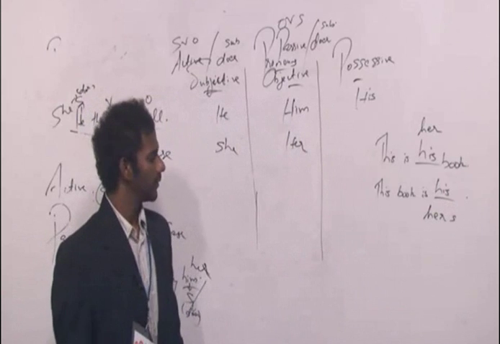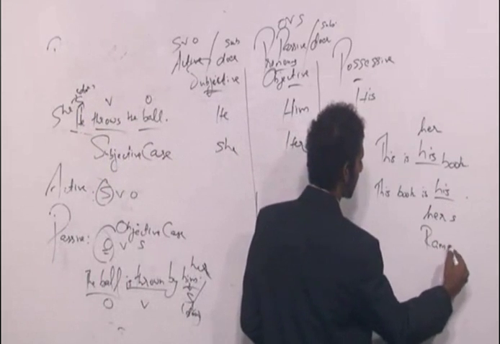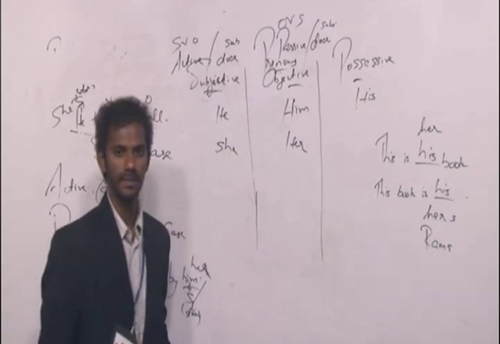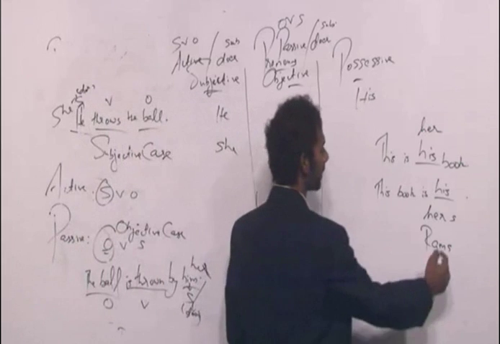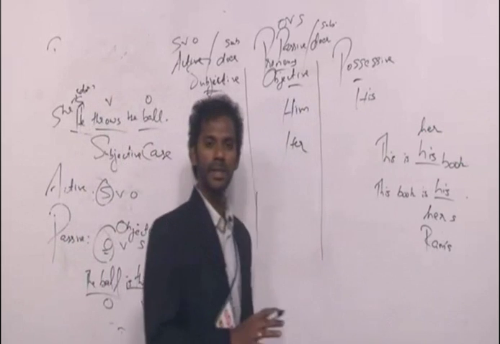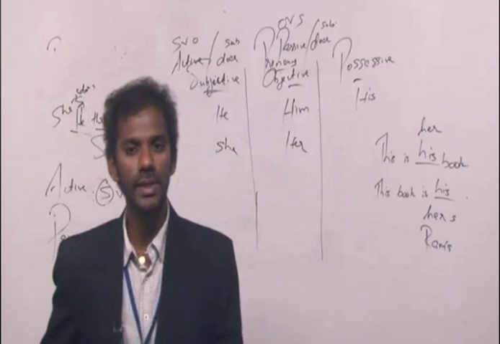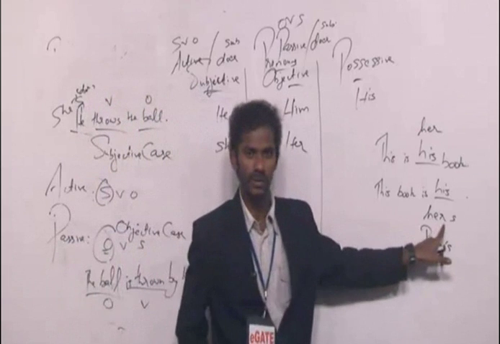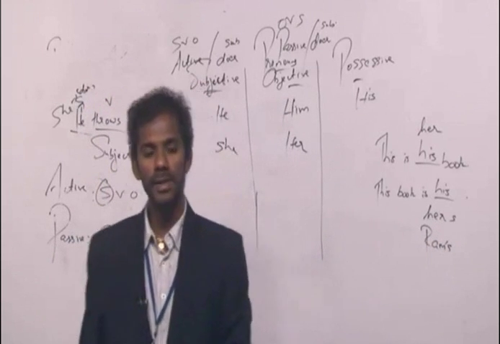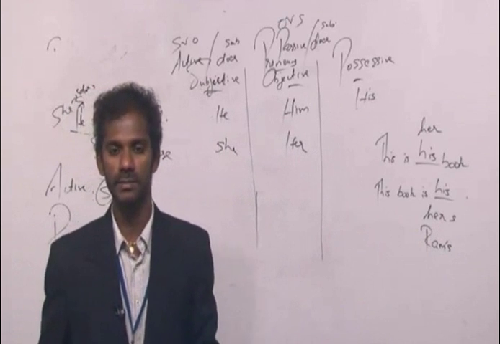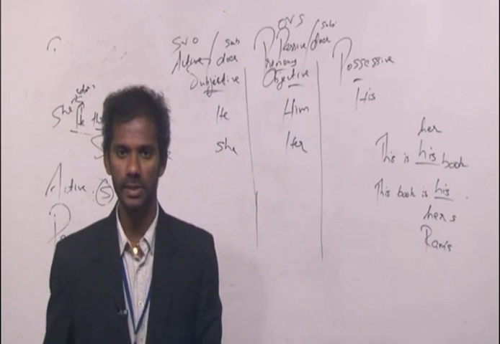I'll tell you why. If I say this book is Ram's, R-A-M-S, correct? No. Here we require an apostrophe. It should be R-A-M-'-S. Because the rule is this: when possessive case is shown using a pronoun, and "her" is a pronoun, apostrophe should not be used. That is the rule.